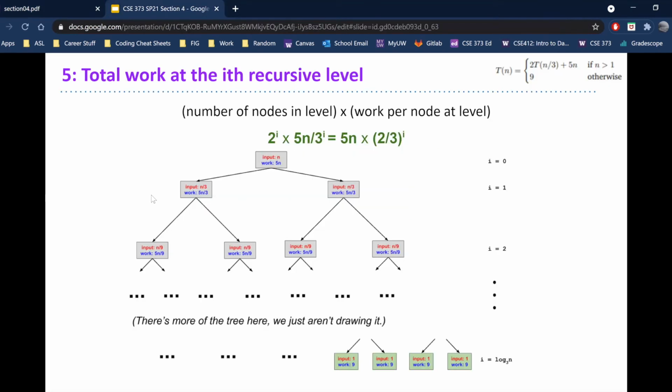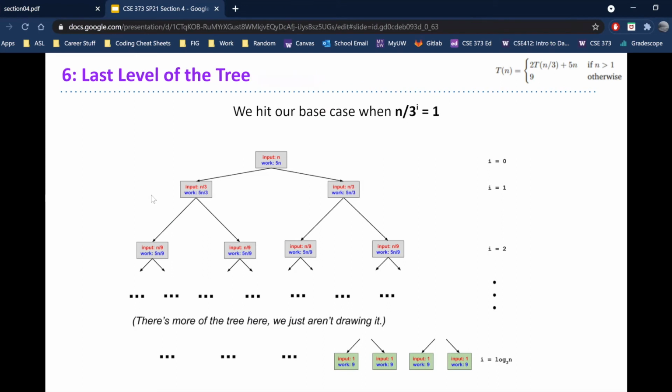So to find out what value of i the last level of the tree occurs at, we have to think about a couple of things. The first thing we need to think about is when our base case occurs in terms of what the input will look like. We hit our base case when n over 3 to the i, which is the input, is equal to 1.